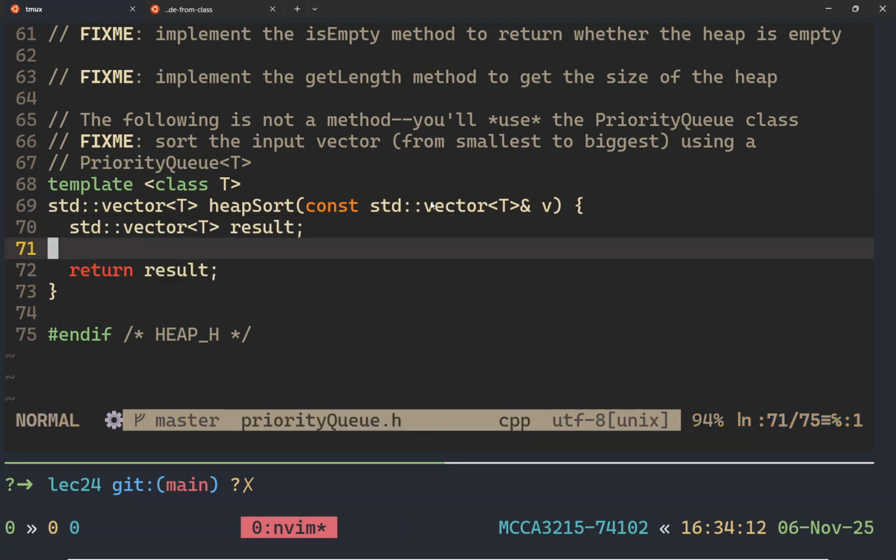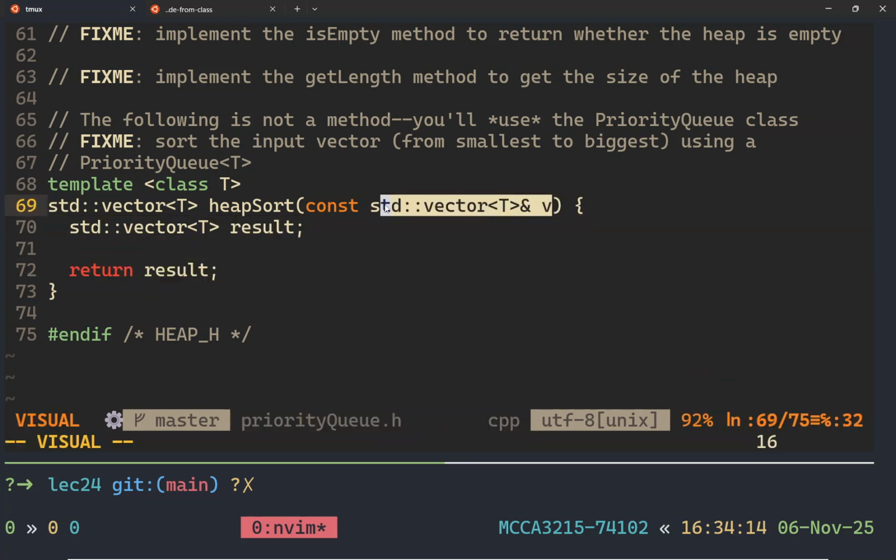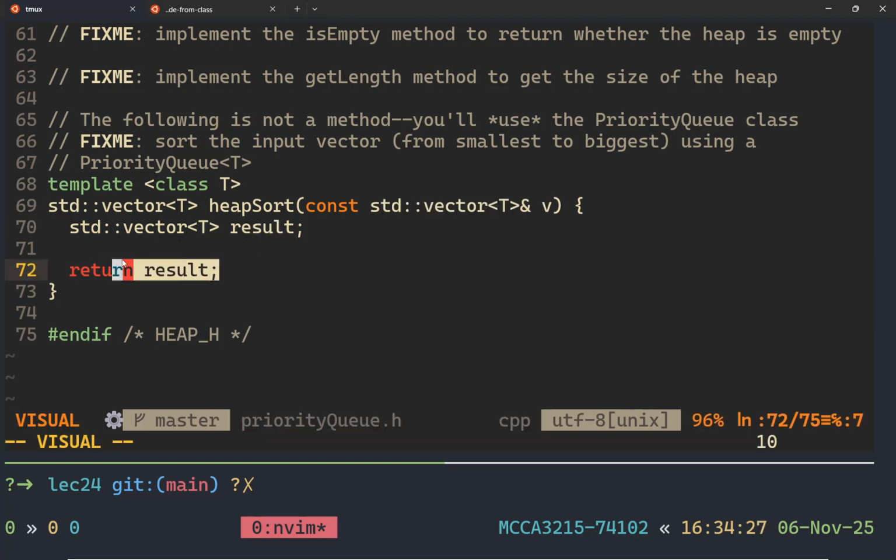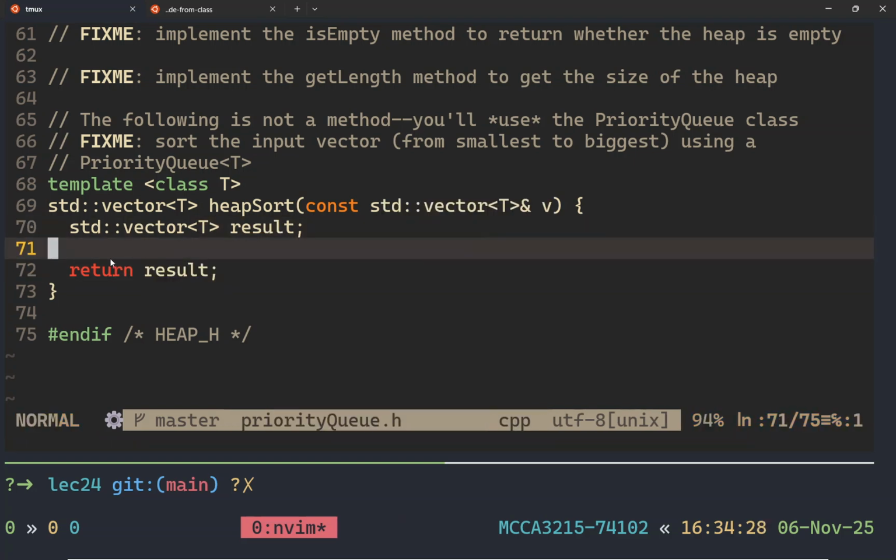Fill it with the sorted things by placing all of these values into a priority queue of T's. Start popping them off in order because it's going to be a min heap. Min heap gives you sorted order, yes, ascending. Add them into the result vector and then give that back. So that is heap sort, and that should do it.